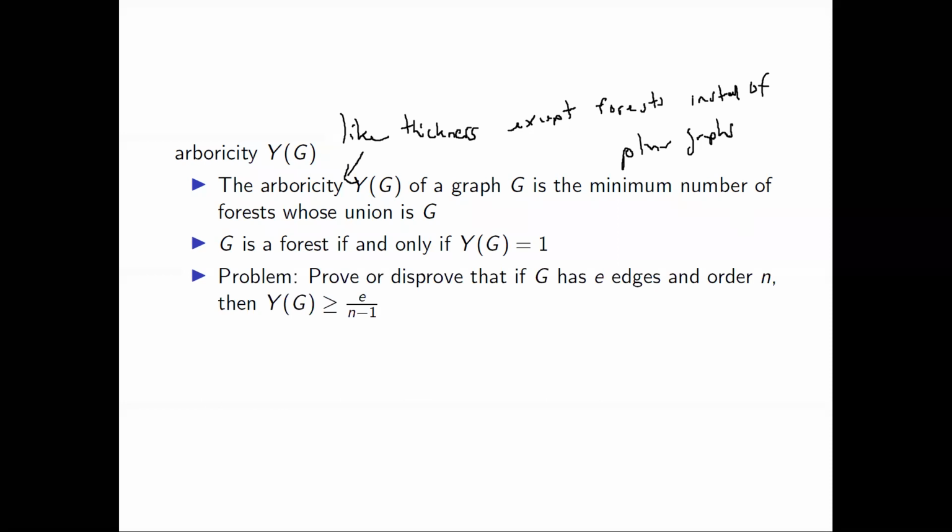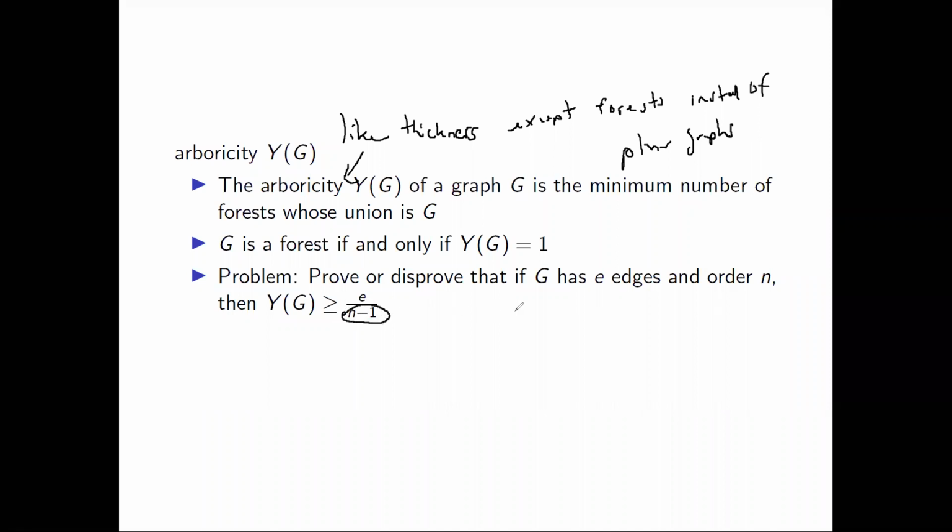And here's a problem for you to think about, kind of similar to some of the inequalities that we saw on the earlier slide. So prove or disprove that if G has E edges and N vertices, then the arboricity of G is at least the number of edges in G divided by the number of vertices minus 1. And notice that this bound that we see here, it looks similar to the ones on the earlier slide, except the denominator is the different part.